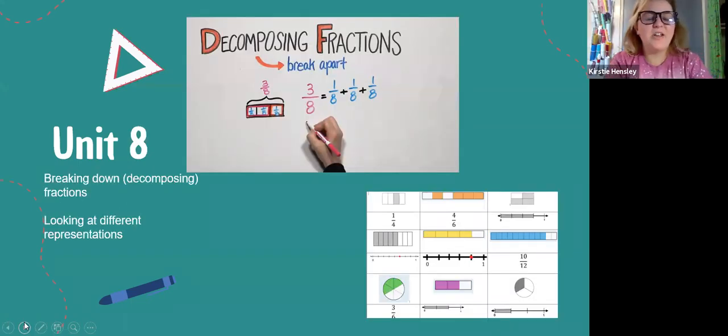All right, in Unit 8, we will be breaking down or decomposing fractions. This is a skill that we have been building off of for quite some time. Students are going to be expected to look at a fraction in different representations, just as a fraction itself, such as 3/8, or breaking it apart into its unit fractions, or 1/8 plus 1/8 plus 1/8. They are also going to be expected to take them apart, but also find different ways to put them back together. We will be continuing to look at it as fractions on a number line as well.